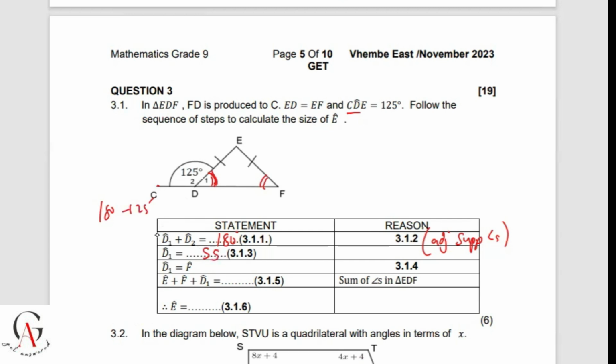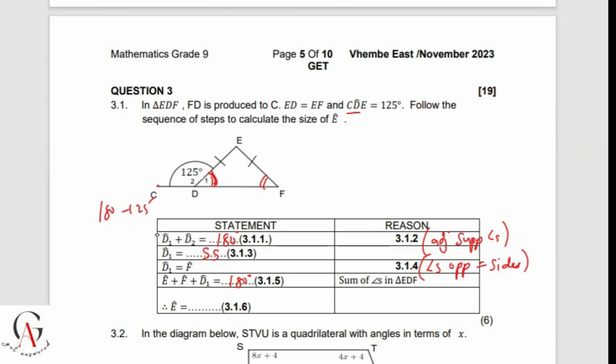Okay. Then they're telling us that D1 is the same as F, and then they want the reason. So this is going to be angles opposite equal sides. And then E plus F plus D1 must give us 180 because E, F, and D1 are angles inside a triangle. So angles in a triangle must add up to 180.